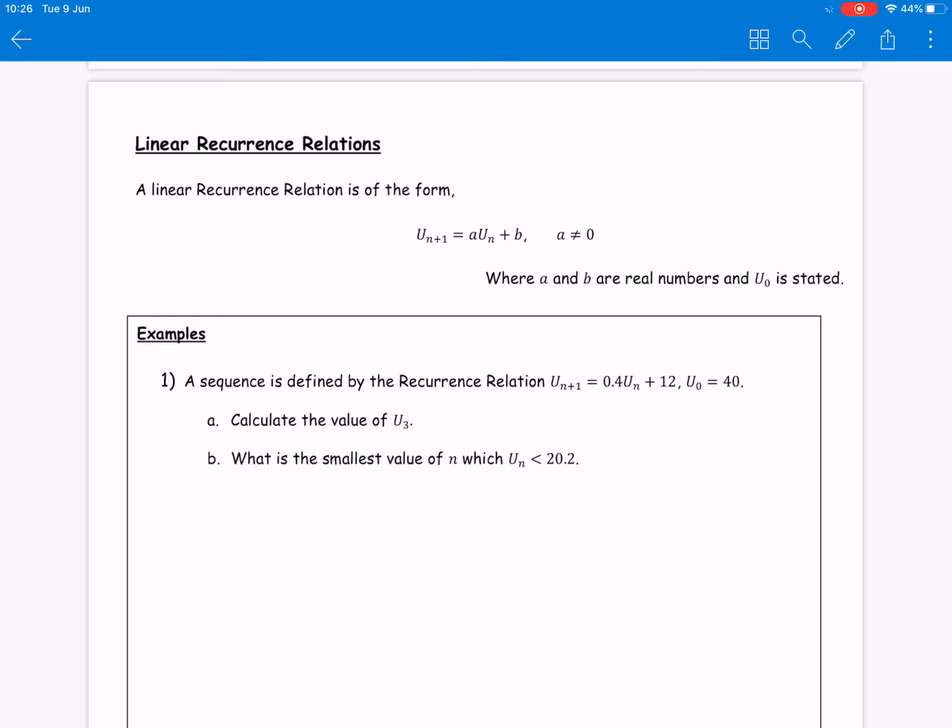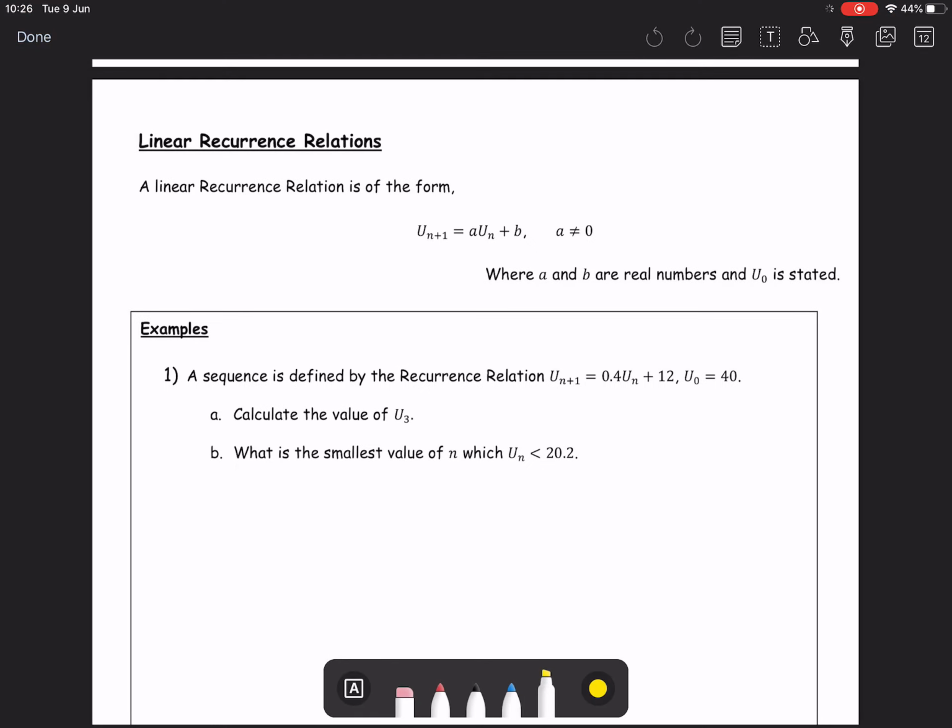Right pupils, the next part, recurrence relations, and this time linear recurrence relations, which will be by far the most common that you'll come across. Okay, so a linear recurrence relation, again using the terminology as we covered previously, will look like that. The next term in the sequence is a times the previous term plus b.